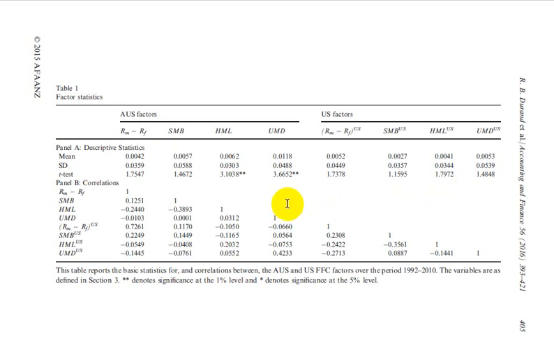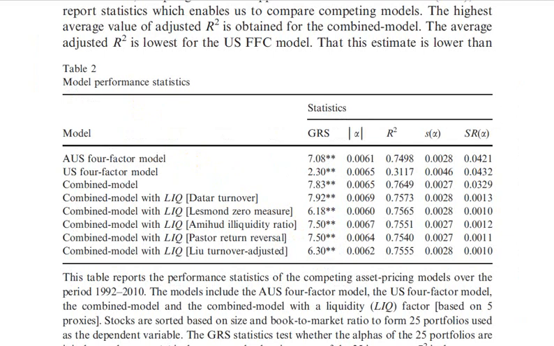But most of what the authors are getting at here is the high correlations between the US and the Australian factors. We see some pretty high, this is a correlation matrix here. So there may be some influence of the US factors on the Australian factors, so they want to dig a little deeper into that. So to explore that, they've added a third model.